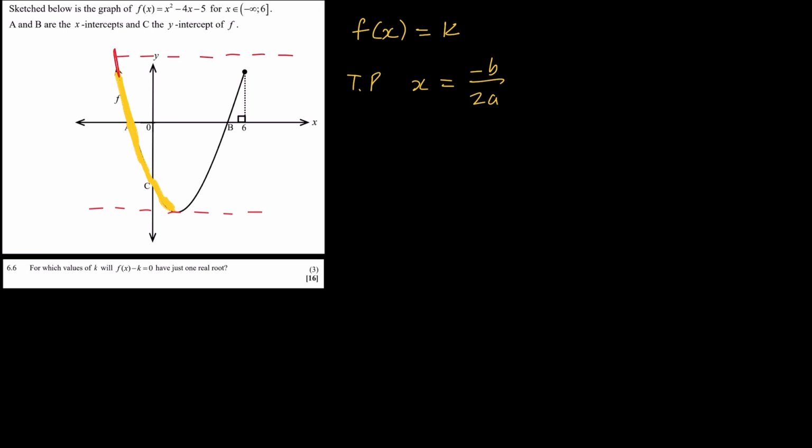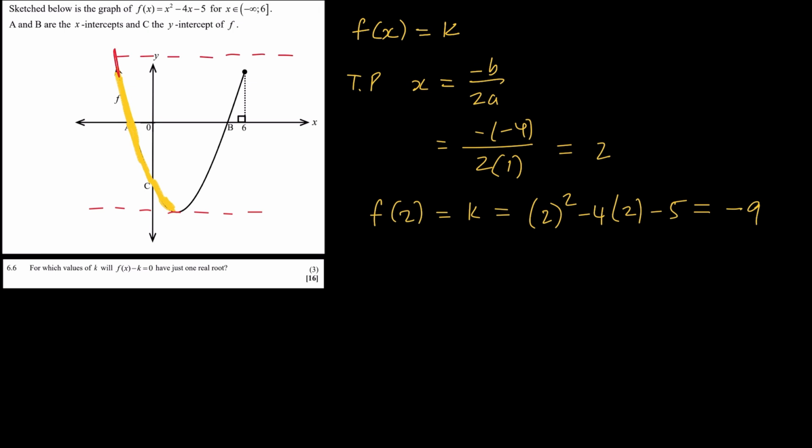So the turning point is x equals minus b over 2a. We'll substitute minus minus 4 divided by 2 times 1. That means the x value for the turning point is 2. Now we want the y value. So we'll say f of 2, which is going to be k, and that's going to equal negative 9. So when k is equal to negative 9, there's going to be one root. Now let's solve for the other region. When f of x is going to be greater than 7, that's when k is going to be greater than 7. So that's going to be our two values.